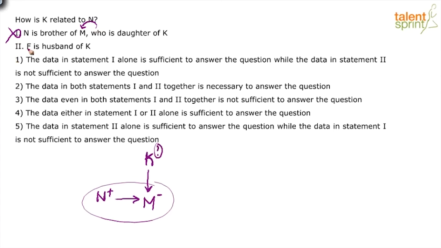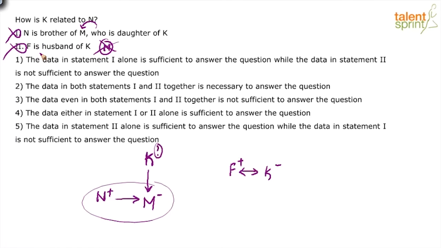Look at statement 2. Statement 2 says F is the husband of K. So what? How does this give us the relationship between K and N? Statement 2 alone is clearly not sufficient. In fact, there is no mention of N at all. If N is not mentioned, how can you establish the relationship between K and N? So statement 2 clearly is not sufficient.